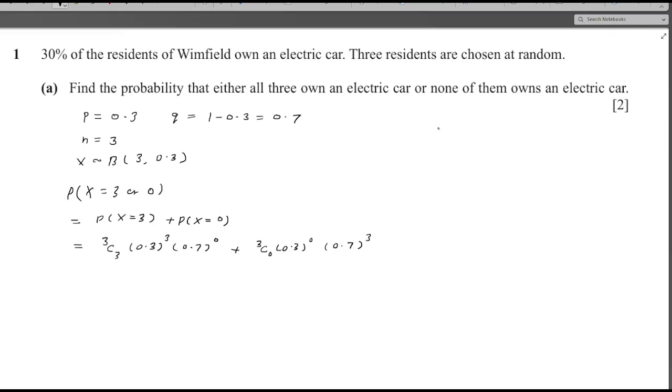Okay, so here we are using the formula: probability of X equal to r is nCr p power r q power n minus r. So this will give you 0.3 cube plus 0.7 cube. Now let us see what is 0.3 cube plus 0.7 cube. Here the result is 0.37.